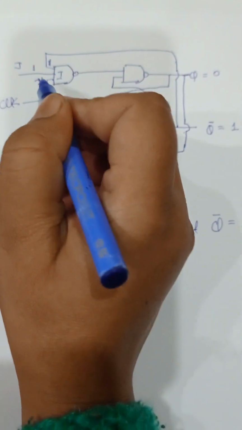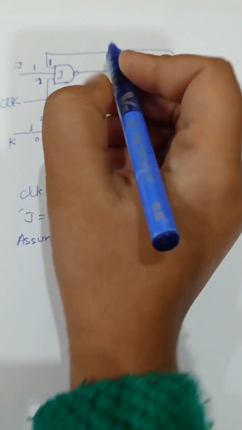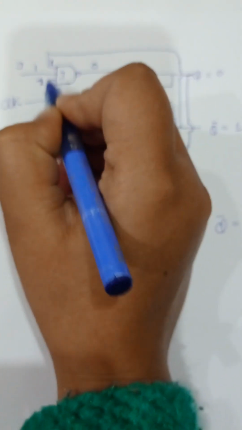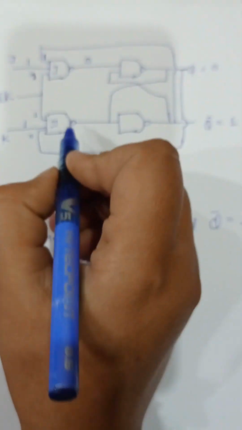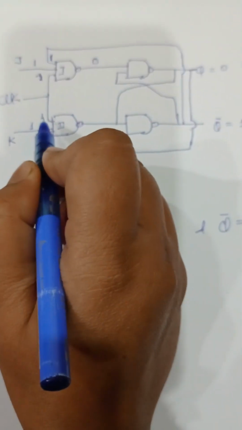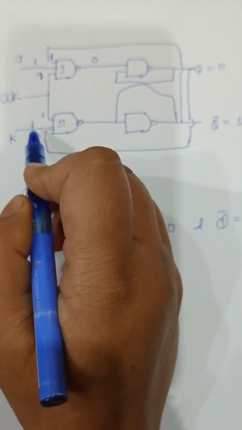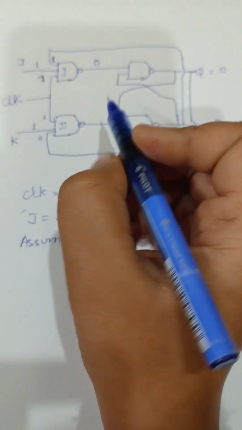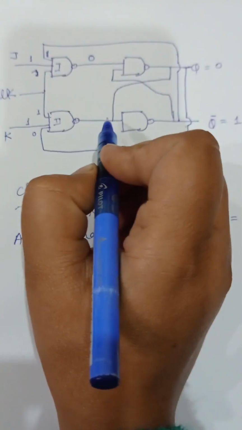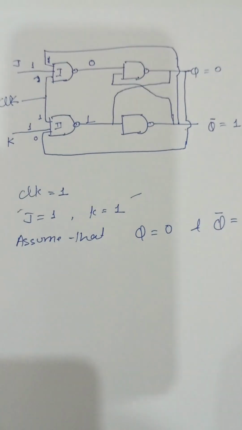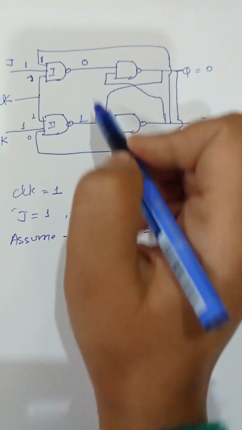So 1 and 1 is 1, and 1 and 1 is 1. So here you see you're having 0, since for 1 the complement is 0. So here 1 and 1 is 1. 1 and 0 is 0, and for 0 the complement is 1. And now this one is 0 and 1.